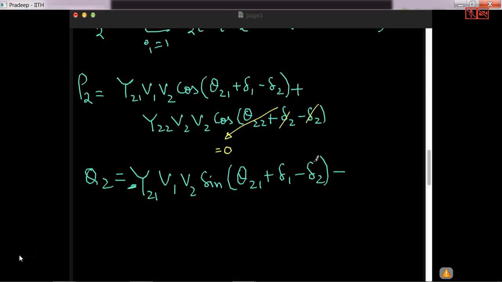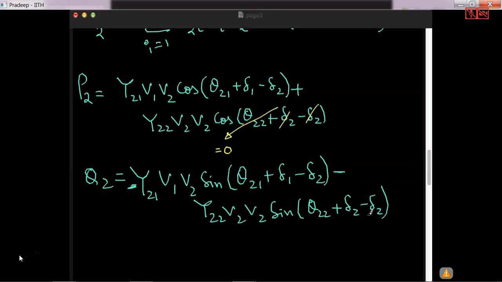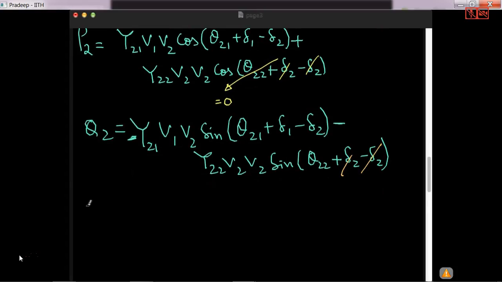So I continue the minus sign for this also, minus Y22 V2 V2 sine of theta 22 plus delta 2 minus delta 2. So here everything is same, just there is a minus sign and the cos is replaced with sine. Now if you come back, these two will cancel each other, whereas theta 22 is minus 90, sine of minus 90 is minus 1. So that minus 1 multiplies with this and becomes plus 1. So I'll get something like this.